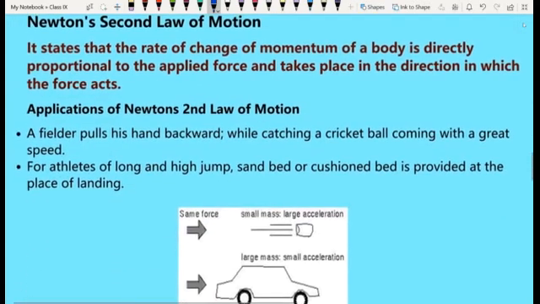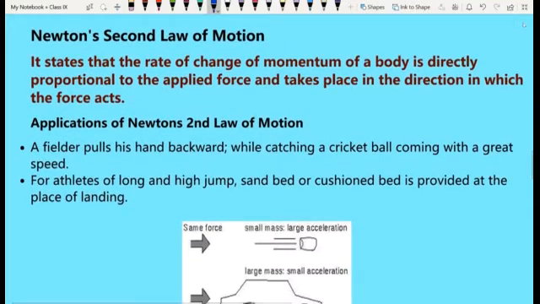Let's come to the second part. Newton's second law of motion states that the rate of change of momentum of a body is directly proportional to the applied force.